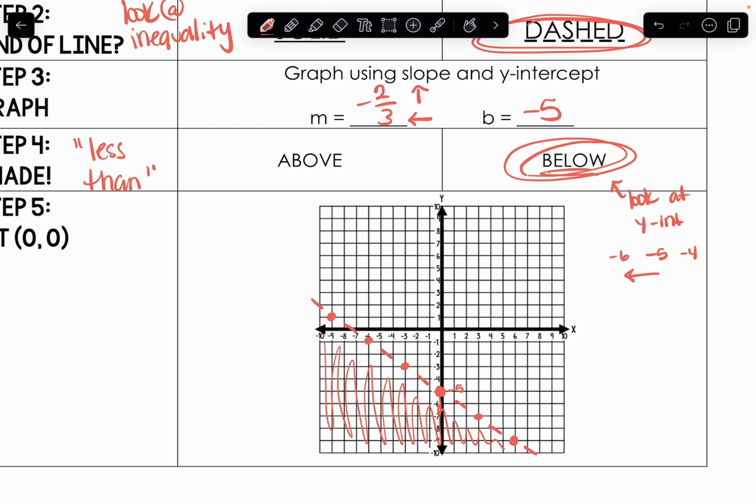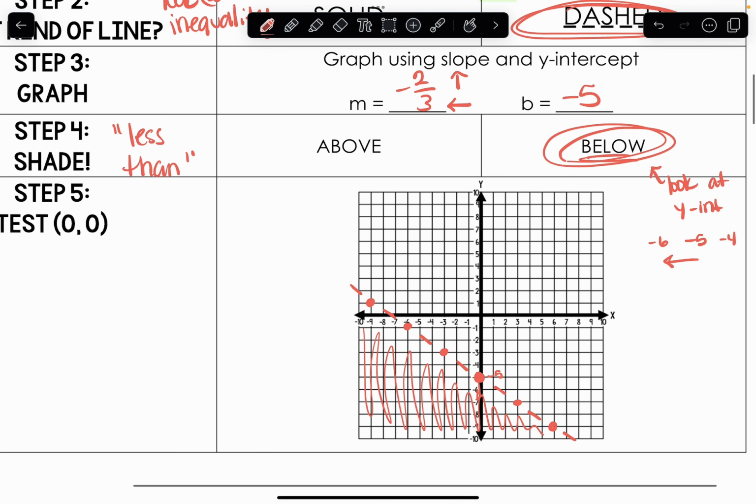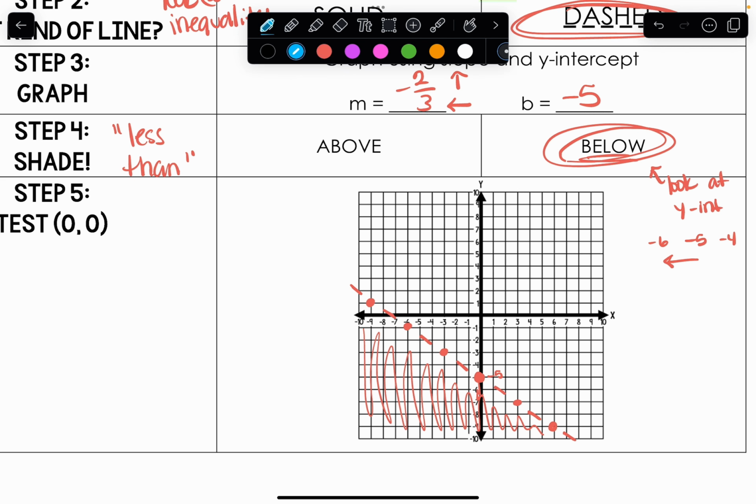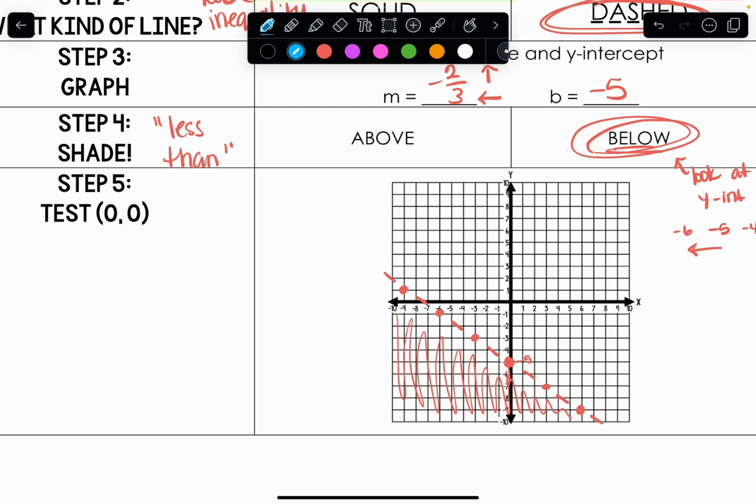Some of the lines tend to be more upright, so it can be a little more confusing to figure out what side to graph on. So that's why we use the y-intercept as a guide. Now test it. Step number 5, test 0, 0. If I plot 0, 0, does it fall within the shaded area or on the line? No, so it is not considered a solution.